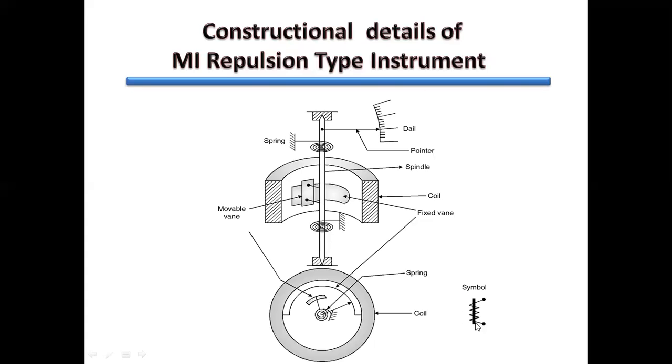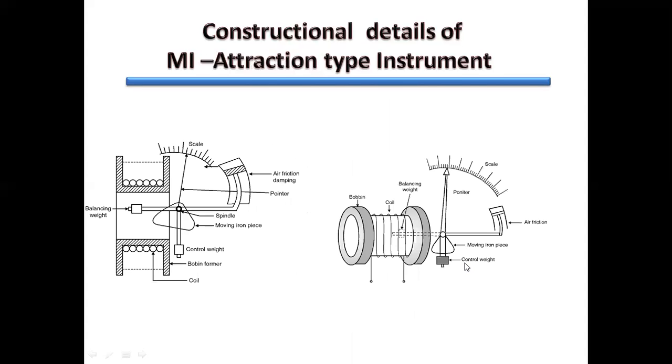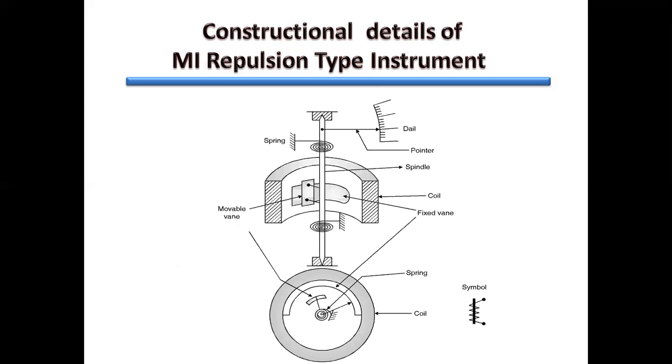You can observe it. This is a coil, zigzag, and one iron rod is shown, which is placed inside the coil, which resembles the construction. So we have some iron piece or iron rod, which is surrounded by the coil. So this is about the symbolic representation of a moving iron instrument. So we have seen the moving iron attraction type and moving iron repulsion type instrument.